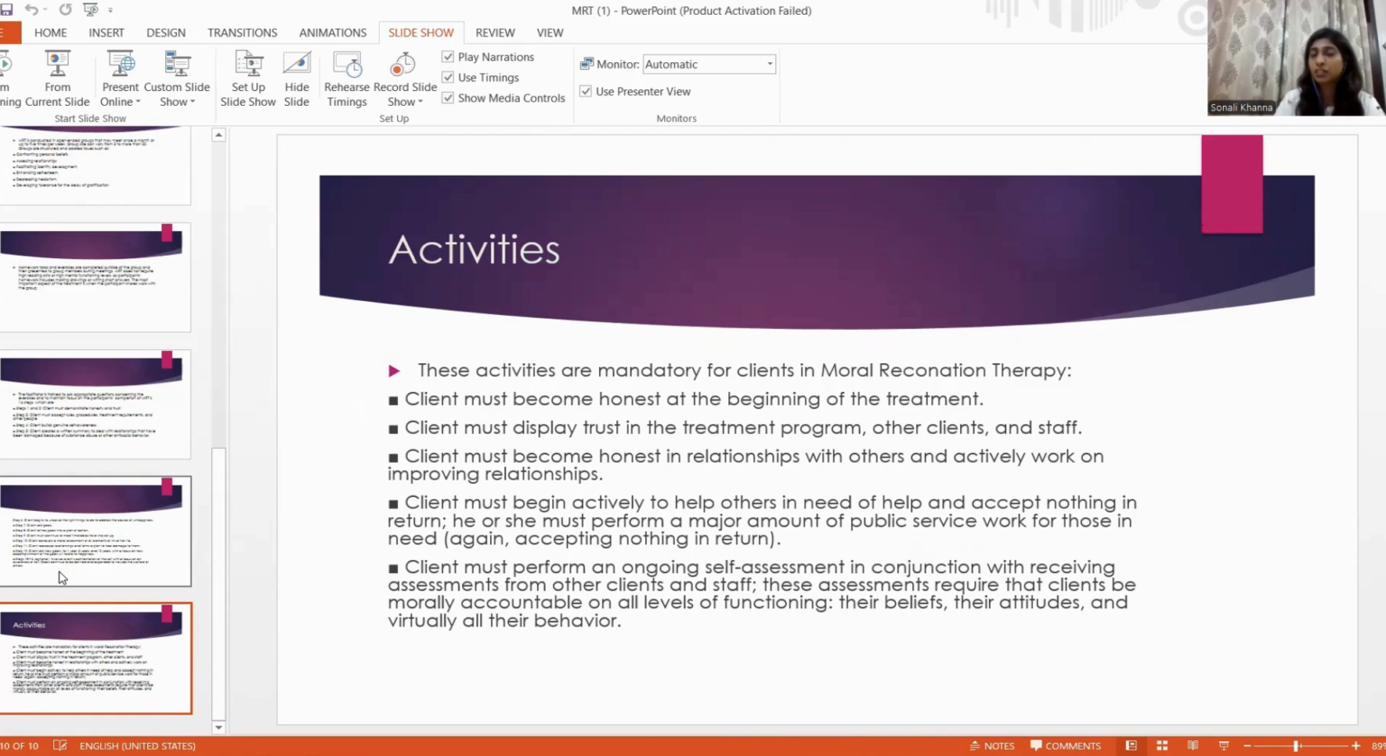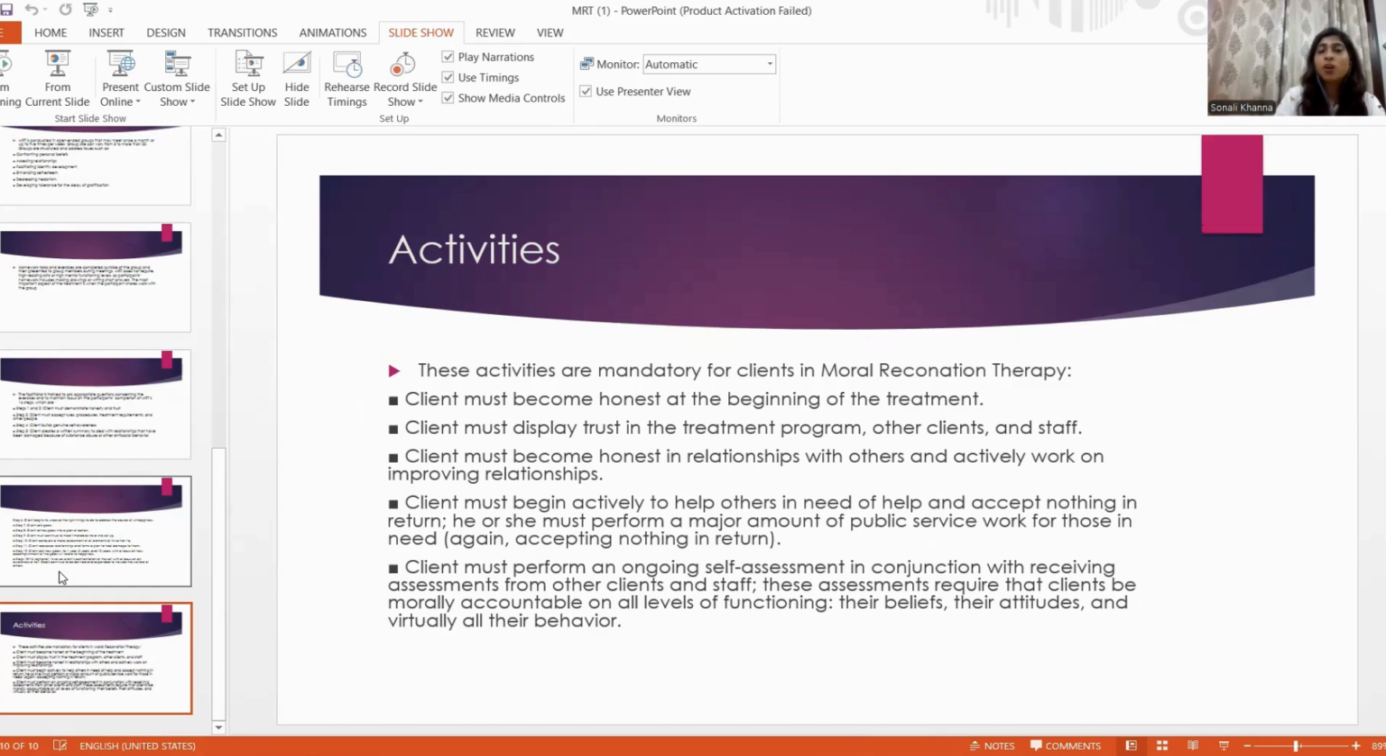Now, there is a list of activities. These activities are mandatory for clients in moral reconation therapy. Client must be honest at the beginning of the treatment. Client must display trust in the treatment plan, other clients and staff. So trust in the treatment plan is very important anyway. Whatever treatment plan you're taking, be it for any physical difficulty or a mental difficulty, you need to build trust, because once you have trust that yes, this particular treatment will cure me, you will be cured. But if you do not trust the treatment plan, you'll keep on doubting the medicines you're taking, or doubting the therapist you're meeting, you will never be cured.